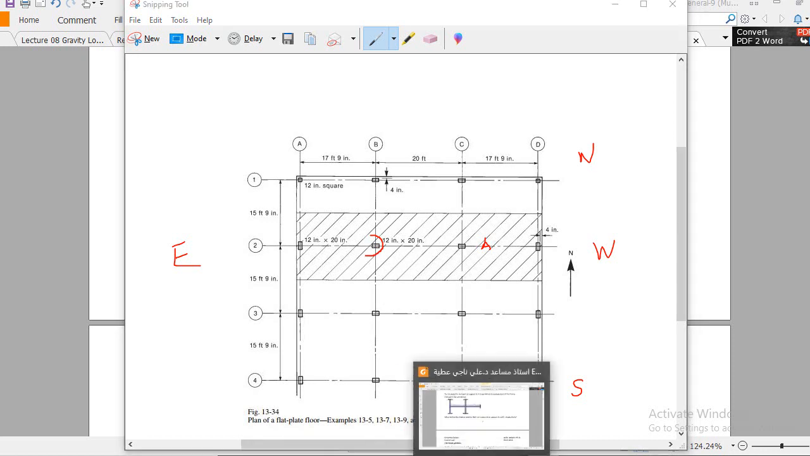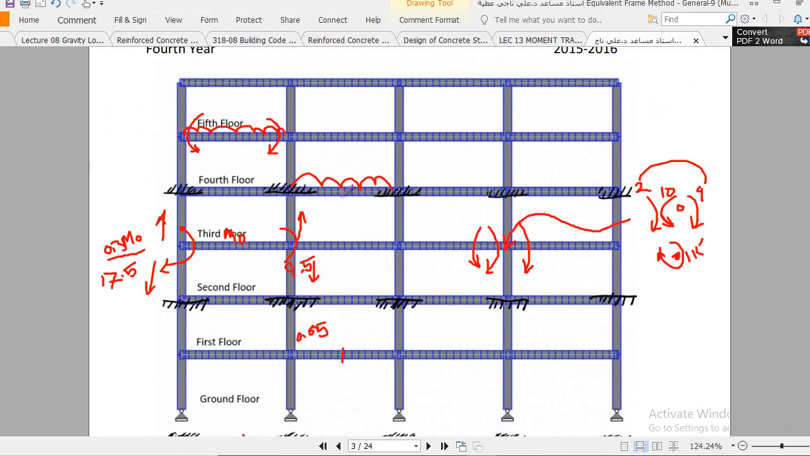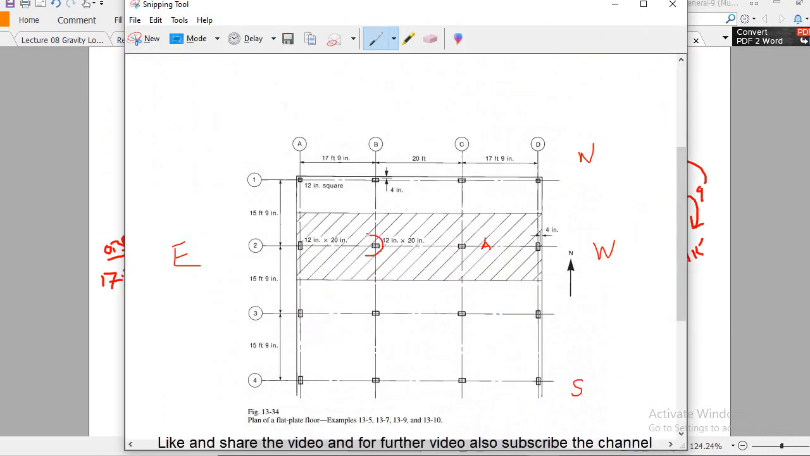which is 9.5. So here we got 9.5, and this is in the longer direction. When we run the analysis in the north-south direction, the short direction, this moment is basically, you see here, by this line. Let's say this is my x, and similarly this is my y.